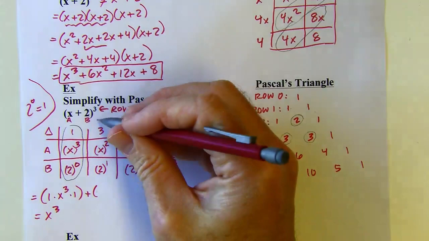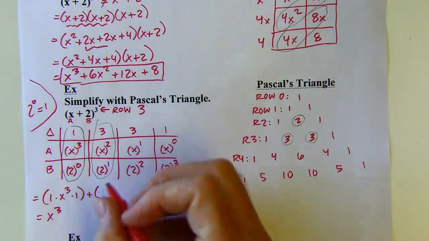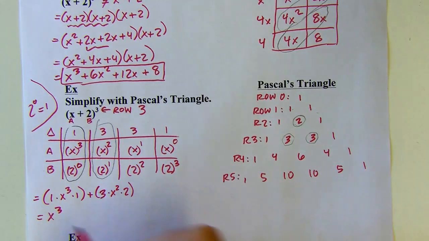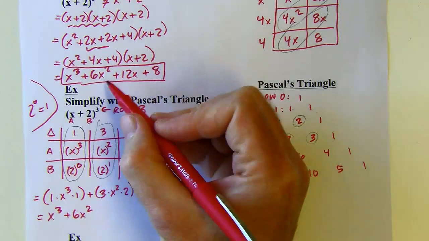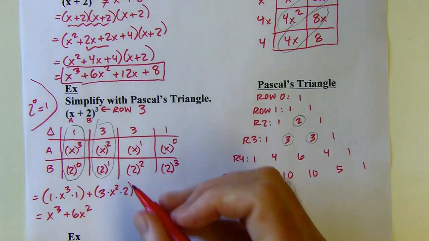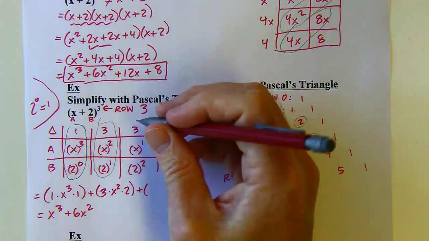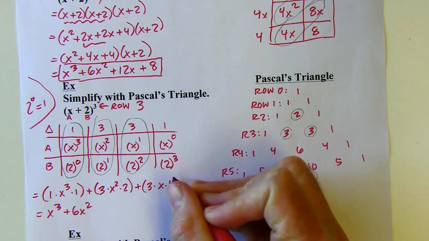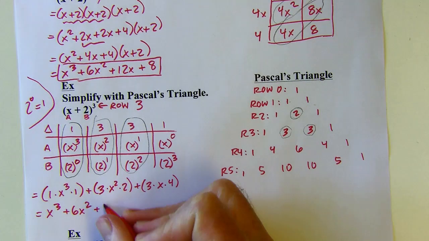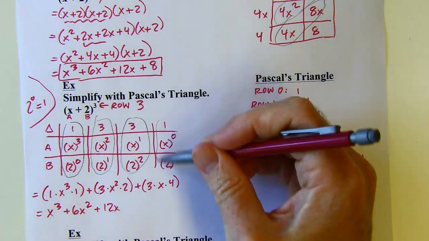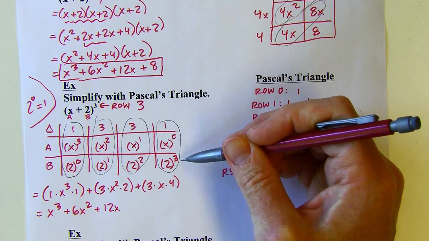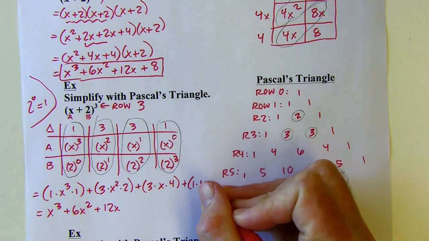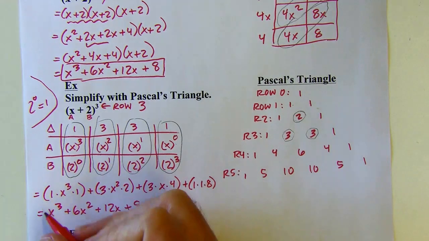Okay. And now let's try this one. So I have 3 times x squared times 2, and that would be 6x squared. Hey, that's the same result I got up there, right? And then I've got 3 times x times 4. That would be 12x. And then remember, this is 1 times 1 times 8, right? I'm simplifying this as I go. 2 to the third is 8. And that gives me 8, and hey, it's the same result.